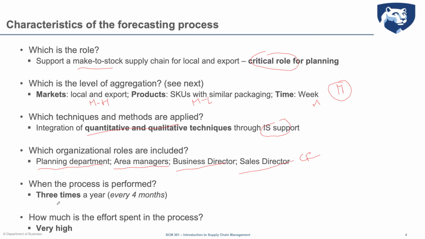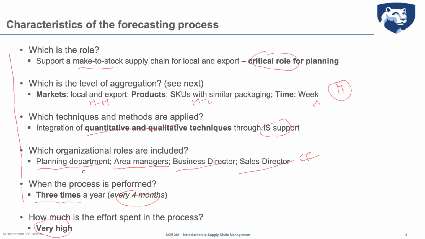In terms of when the process is performed, we have seen that the process is performed 3 times a year because it takes place every 4 months. All of this should make us infer that the effort spent in the process is very high, both for the frequency, because it's made 3 times. A full process is made for each type of product that is the lowest level unit of analysis of the demand management process, 3 times a year.